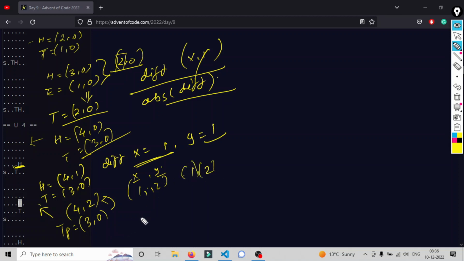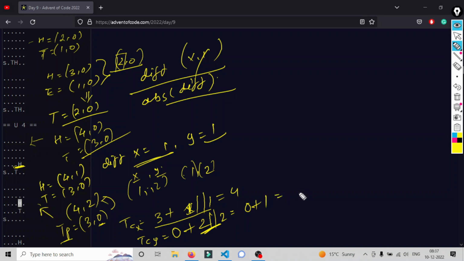Okay. Now find out the tail's current position. The current x position is 3 plus the difference, x, divided by the absolute of that difference, x. So the current tail x position will be 4. Current tail y position: the y position was 0 plus the difference, which is 2, divided by the absolute of that difference, 2. So 0 plus 2 divided by 2, which is 1. So the updated position for y will be 1.